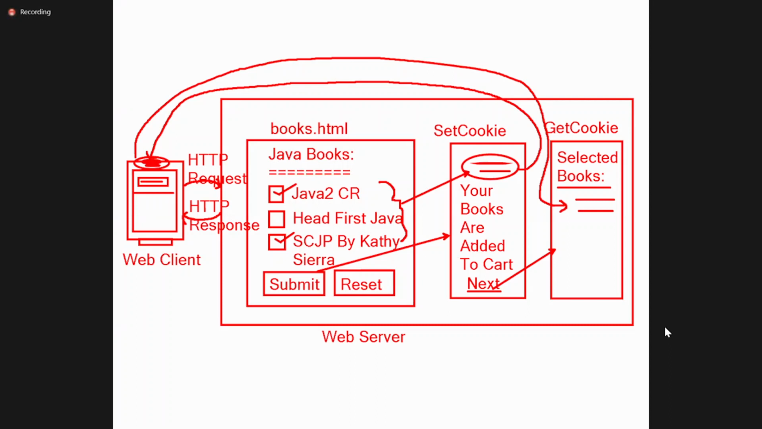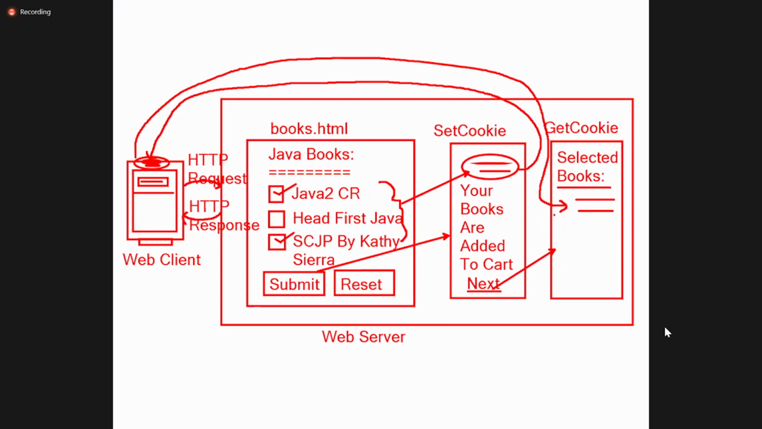Whenever you click on the submit button, the set cookie program is going to be executed. This program will receive whatever books you selected. Selected books, we are adding to the client system. Then the message comes: your books are added to cart. After that, the next hyperlink. If you click on the next hyperlink, the get cookie program is executed. This program will retrieve the books from the client system.